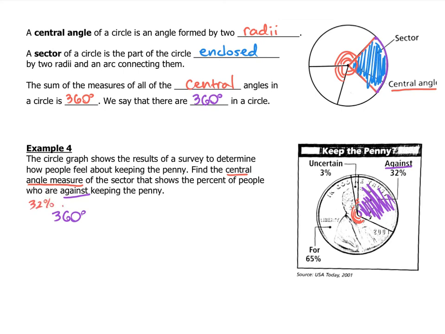How do we find 32% of 360 degrees? Think back to our percents unit. I can take 360 degrees times 0.32, because 32% as a decimal is 0.32. So when I do that, I'm going to get out my handy-dandy calculator. 360 times 0.32 is equal to 115.2. So that means that this angle that I've highlighted in purple, that central angle, is 115.2 degrees.